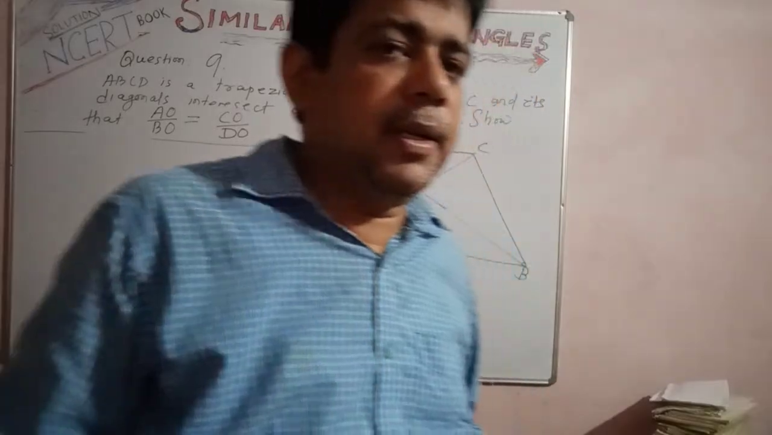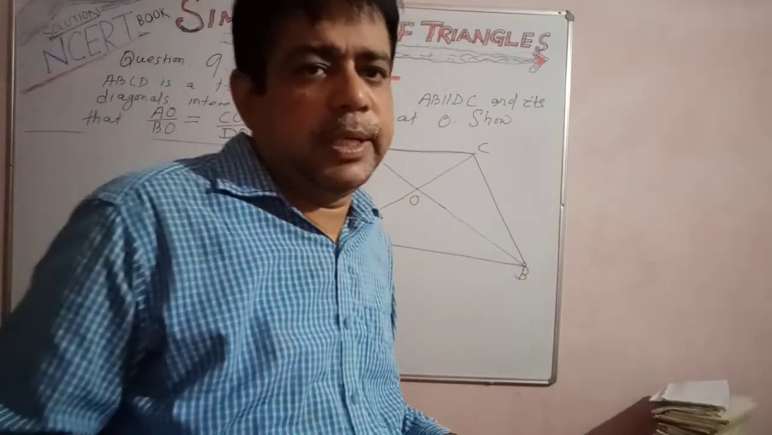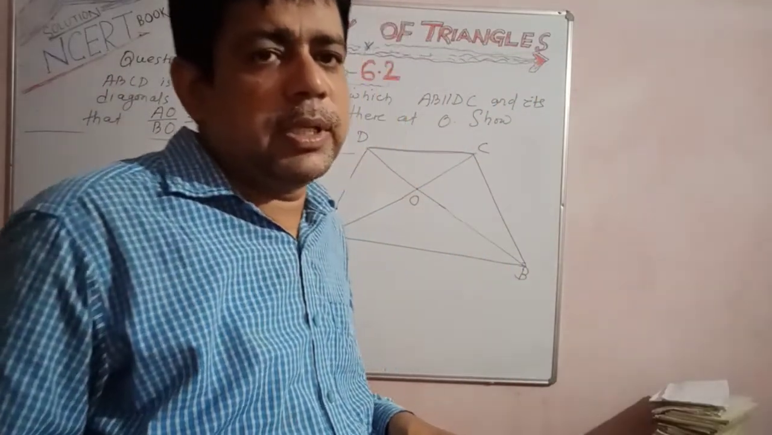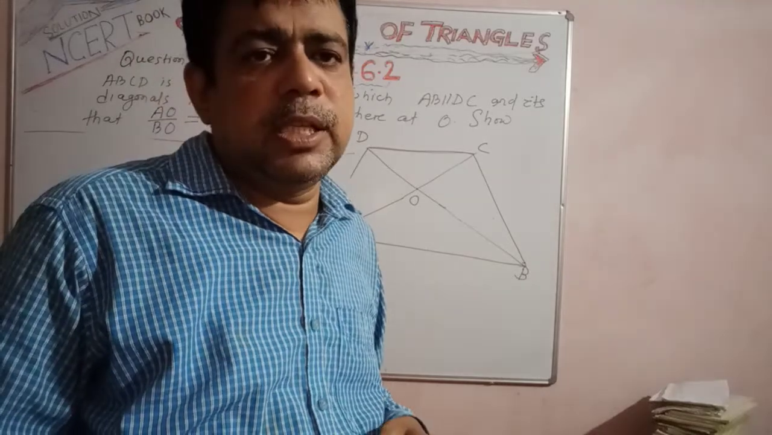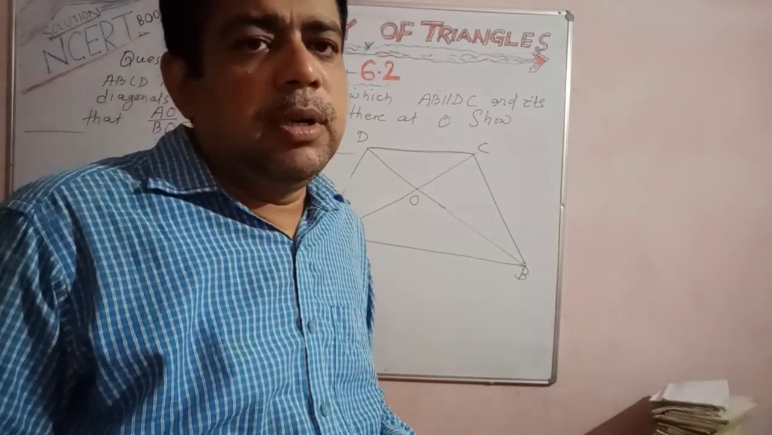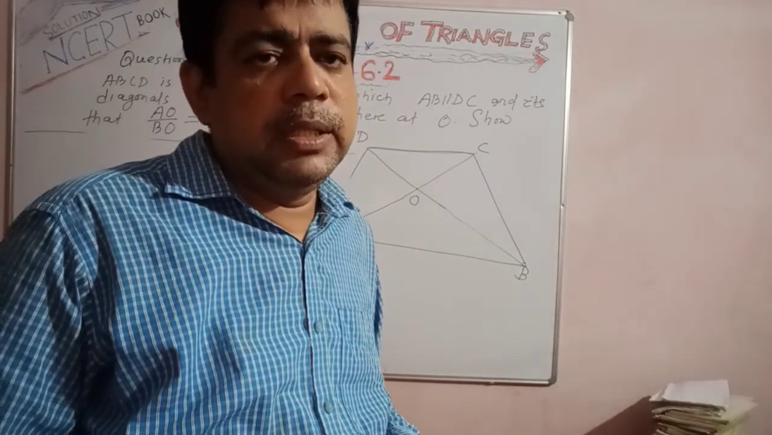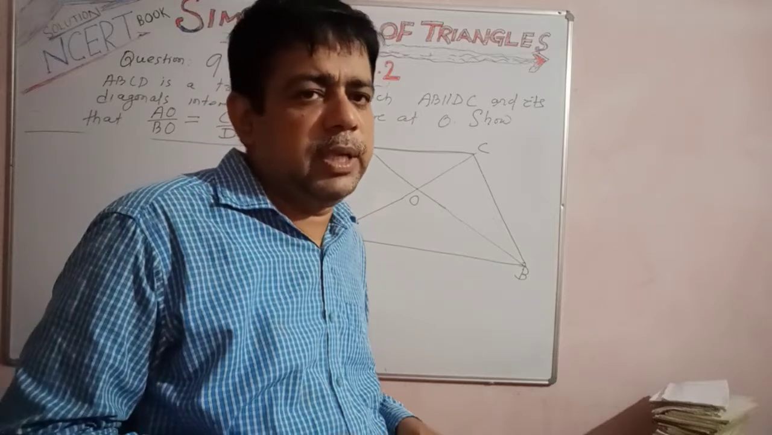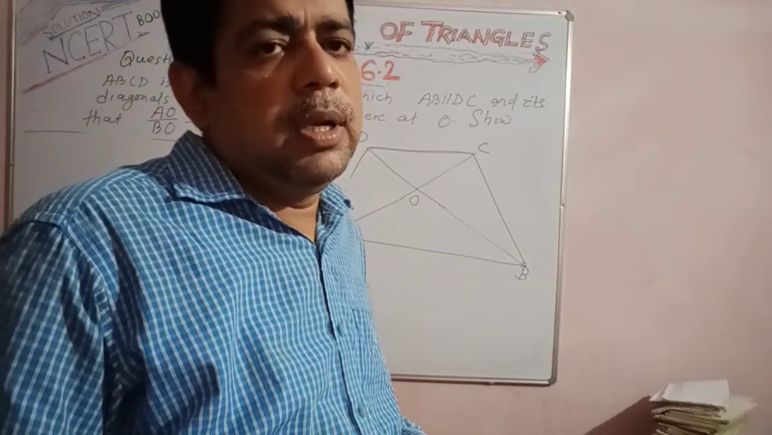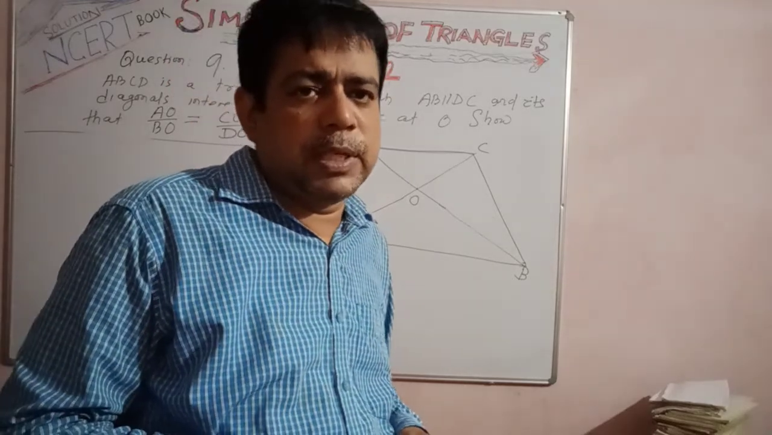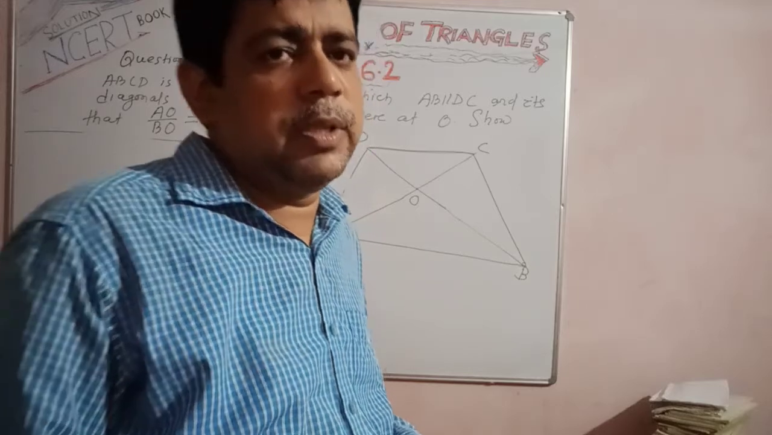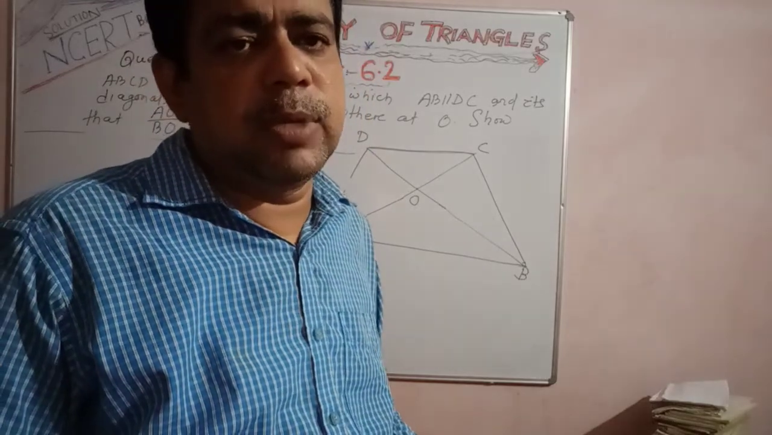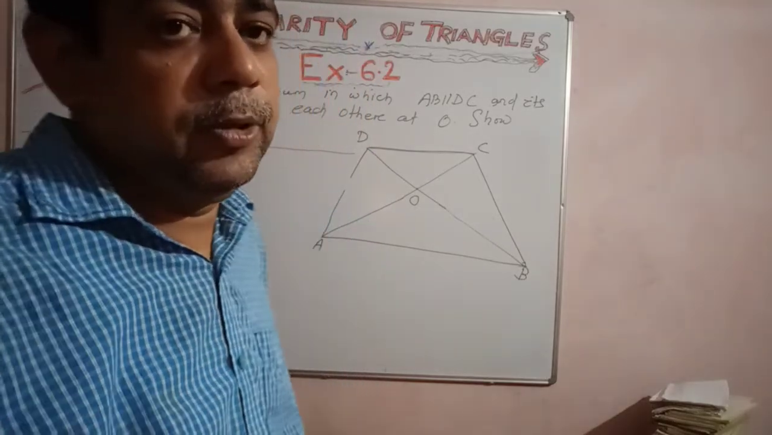Once again, welcome to my class. Here I am going to discuss a problem from exercise 6.2 of your NCERT book on similarity of triangles. Here is an NCERT problem, question number 9. It is a use of the concept of the Basic Proportionality Theorem and the converse of the Basic Proportionality Theorem. BPT and converse BPT concepts we are using here.